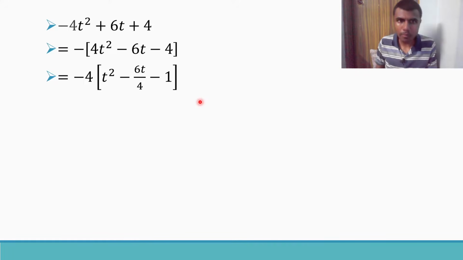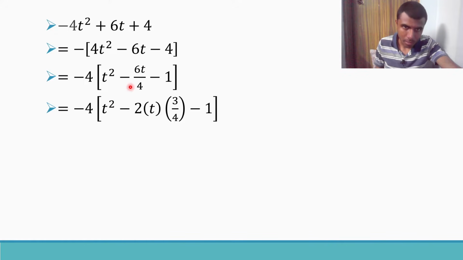Now, I want to write this center term in the form 2 into a into b. That means I want to write it like 2 into something into something. Okay, 2 into t into something. So I can write it as 2 into t into 3 by 4. This 6 I can write as 2 into 3, so that 2 I wrote in the beginning, and here I have 3 by 4, because 3 is left out once 2 is out. So 3 by 4. Okay, I hope this step is also clear.